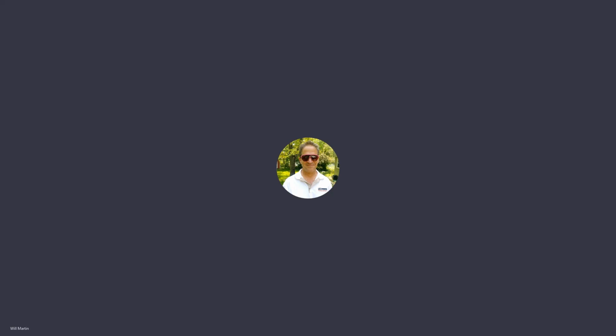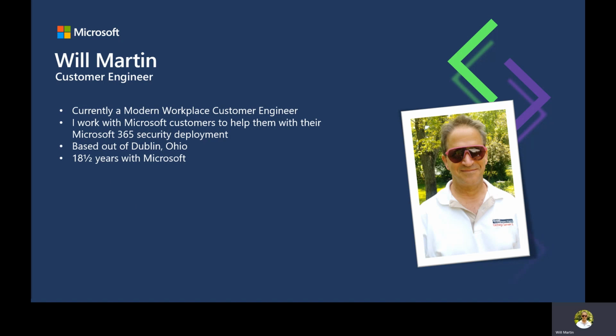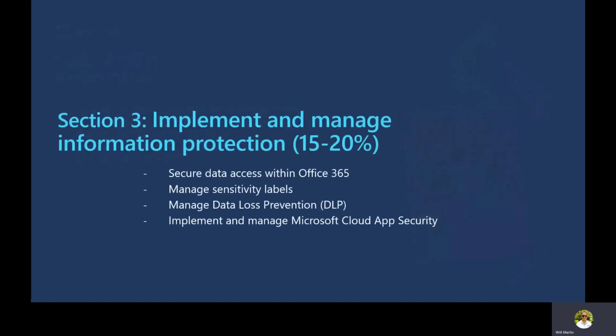And now on to the third section of the exam prep for the MS-500 Microsoft 365 Security Administration Certification Test. I'm Will Martin, and we'll be discussing implementing and managing information protection. This will account for 15 to 20% of your test. We'll cover the listed areas. We'll go into details of each as we get to that section.